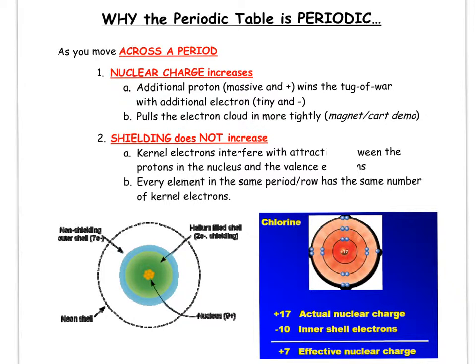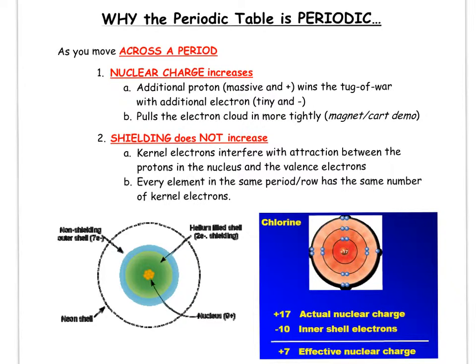So the more electrons you have on the inside, the more they are shielding the electrons in the very outermost ring. Because when we are adding a proton across a period, we are not adding any more rings, we are not increasing the shielding that those electrons are feeling on the outside ring. You can see here that it says shielding does not increase.